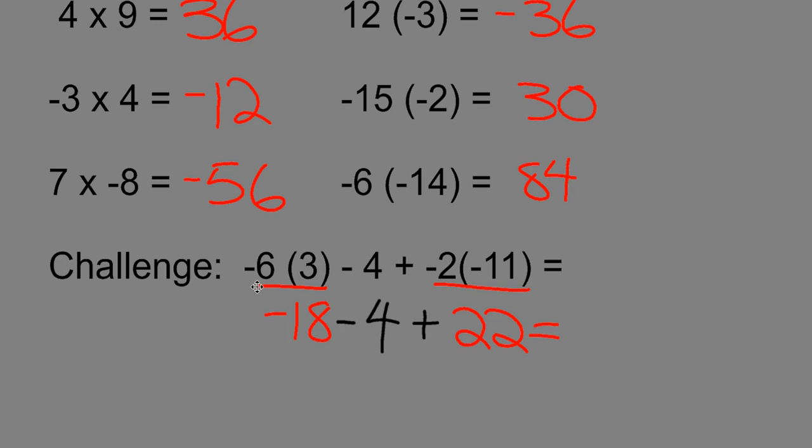Now you have to add and subtract integers. Let's do what we learned yesterday. Keep, change, opposite. Keep, change, opposite for the minus sign. And now we have negative 18 plus negative 4, which is a negative 22, plus positive 22. And what's your answer? It's actually equal to 0.